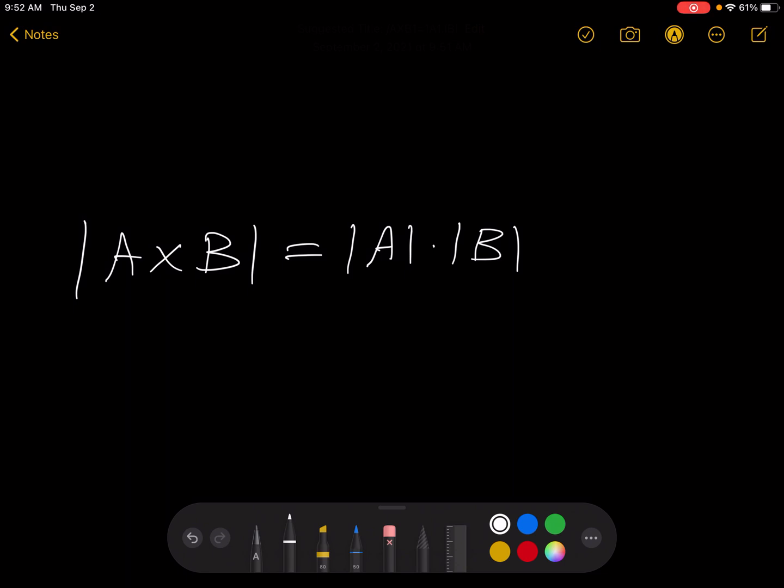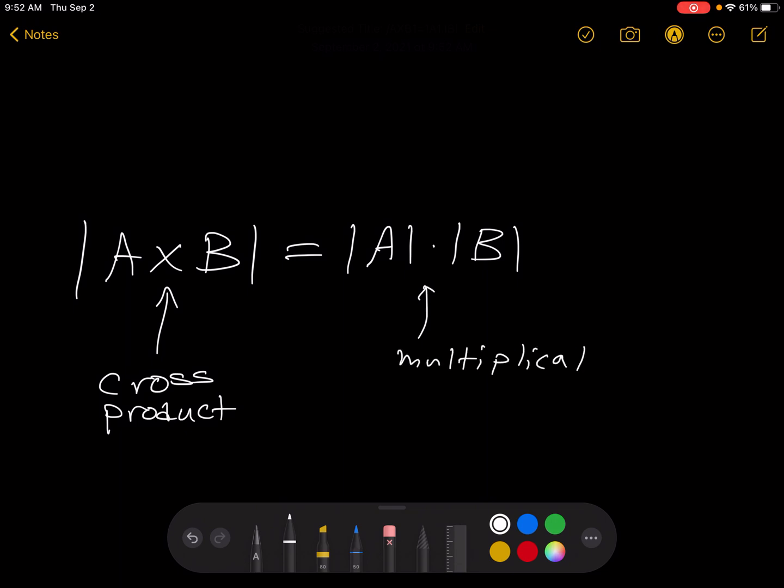Now, an important distinction to make here is that this is cross product. This is not times, not multiplication. This right here is multiplication. Remember that this notation here, this is the number of elements in B. That's the cardinality.